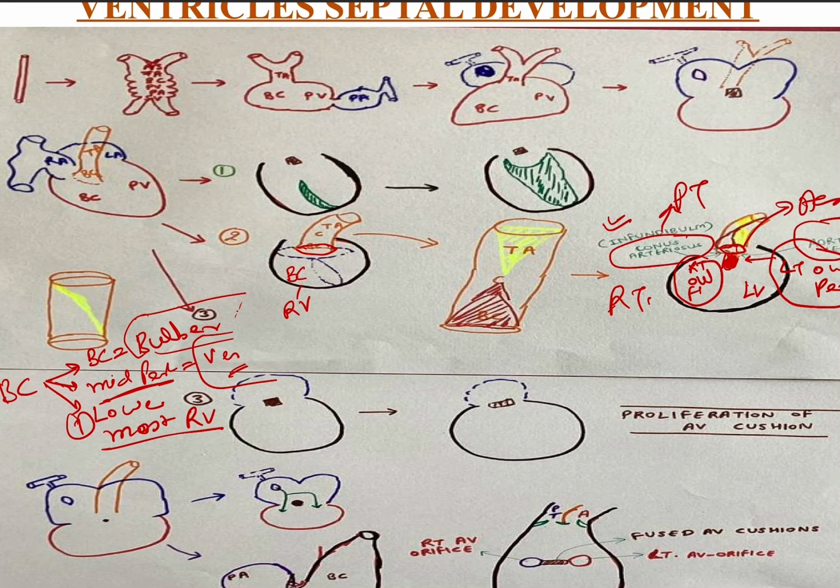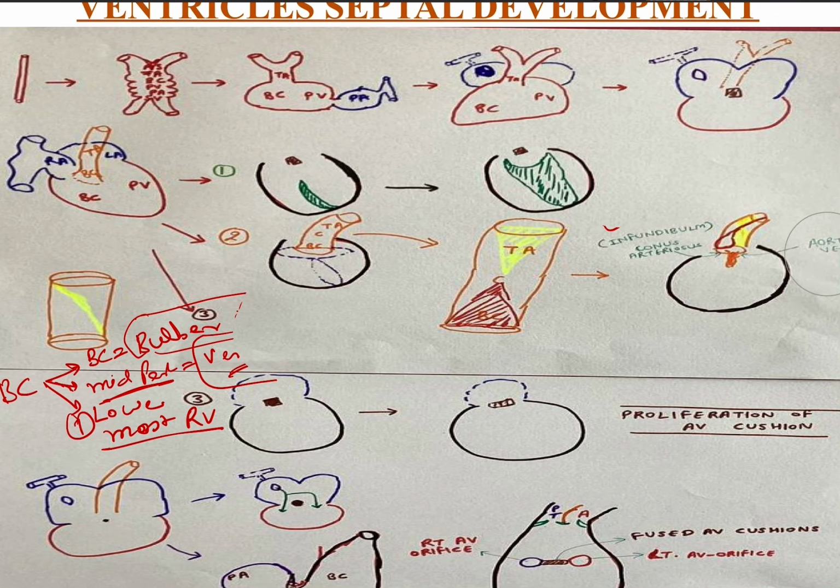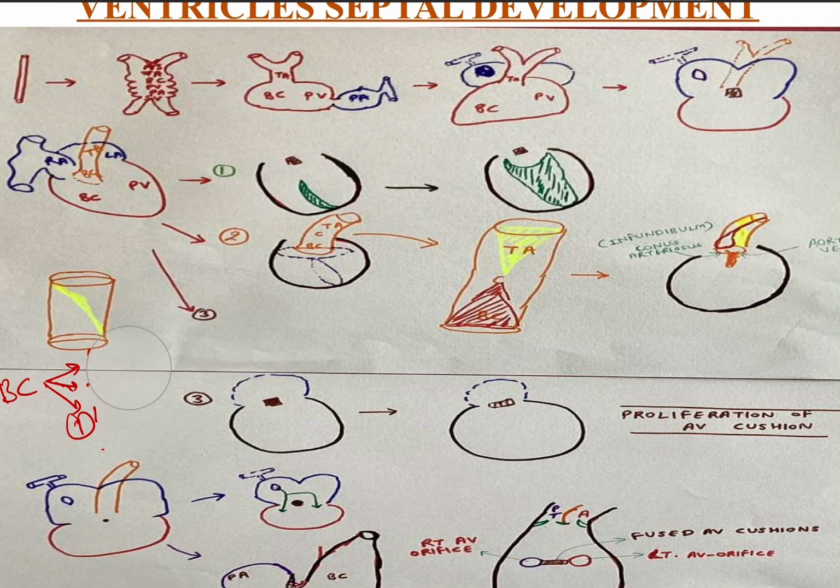Still, it is developing in a downward direction, but it does not touch the endocardial cushion. This is the endocardial cushion. Hence, this is not a complete septum. We have made two septa, but even with these two septa, a complete division of the left ventricular cavity from the right ventricular cavity is not yet made.